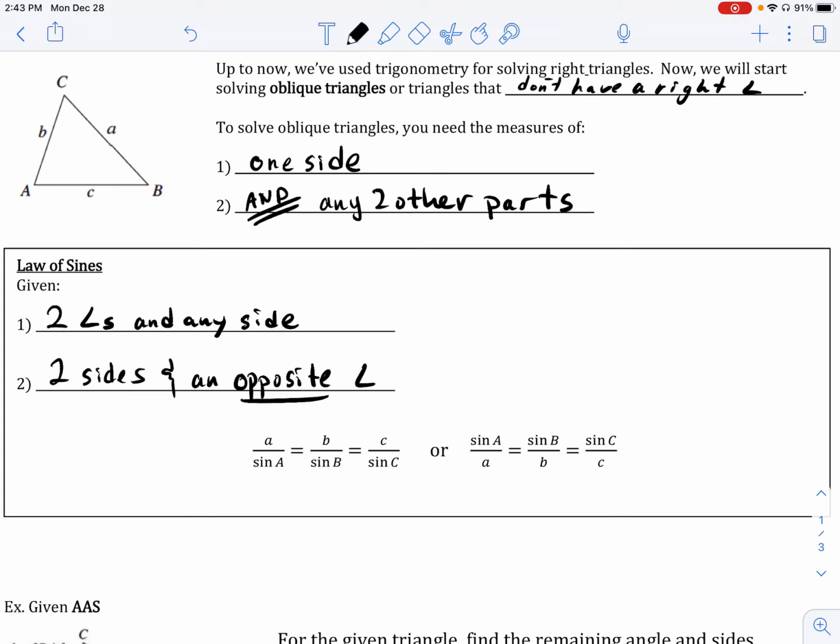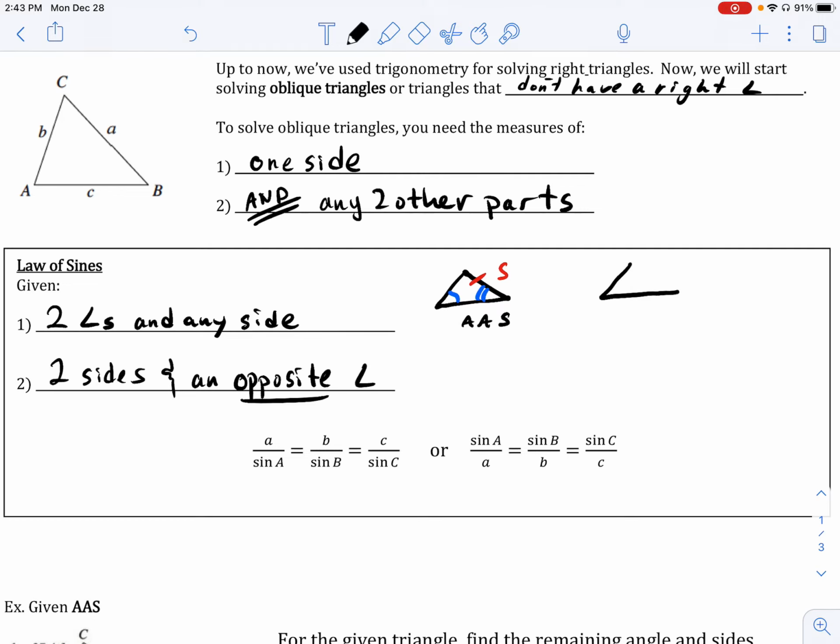So if we were given an oblique triangle, and let me do these in different colors, we were given any two angles. So these are my two angles, and any side. So it could be this side right over here, it could be this side right over there, or this side right over here, any one of the three sides and two angles. So this is what we call an angle side angle scenario, or an angle angle side case.